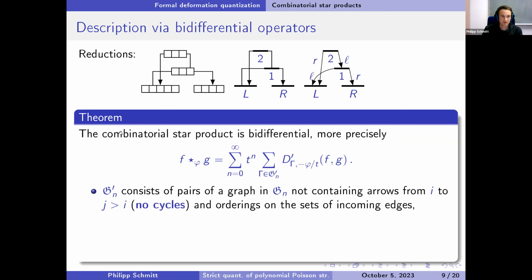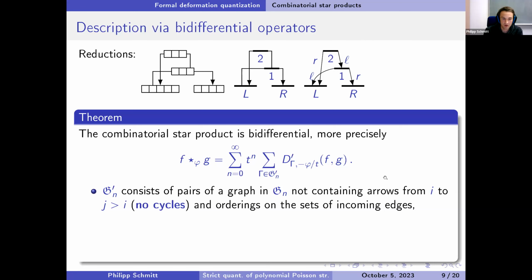What I claim now is that the combinatorial star product is bidifferential, and I can give an explicit formula for it that is again of the form t to the n times some sum over graphs. These graphs consist of pairs of a Kontsevich graph, which does not contain any cycles anymore, because by definition all our arrows need to point from vertices with a label I to a vertex labeled by something smaller than I. So there are no cycles. And in addition, we remember the ordering on the incoming edges.